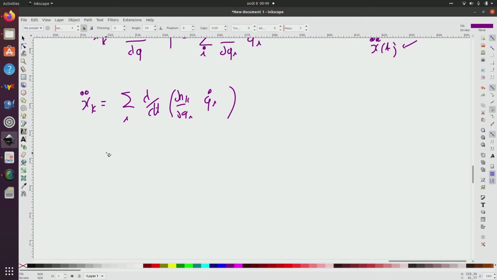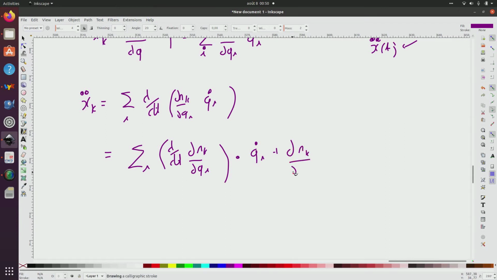So this one is equal to the sum with respect to i of the derivative with respect to t of the partial derivative of r k with respect to q i, multiplied by q dot i, plus this one, the partial derivative of r k with respect to q i, times q double dot i. Because here I have a product, and it is the formula for the derivative of a product.